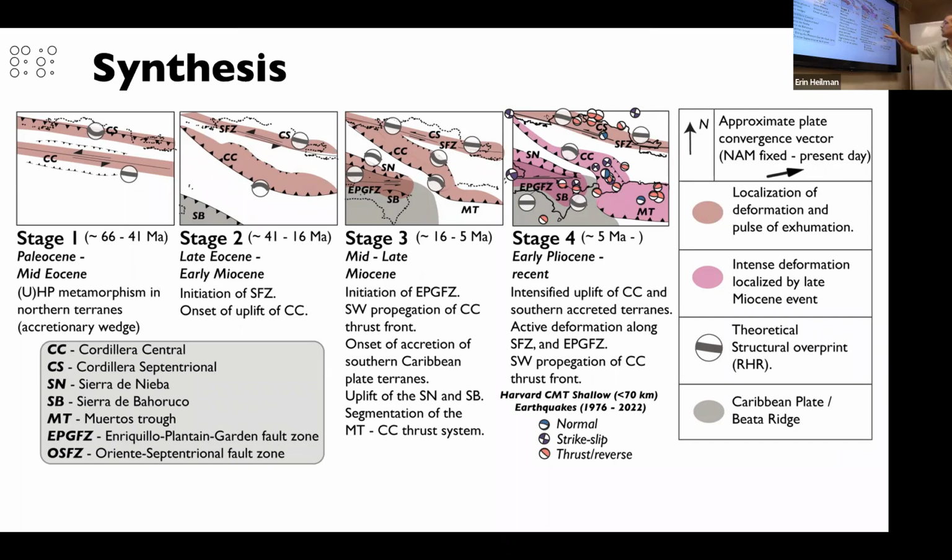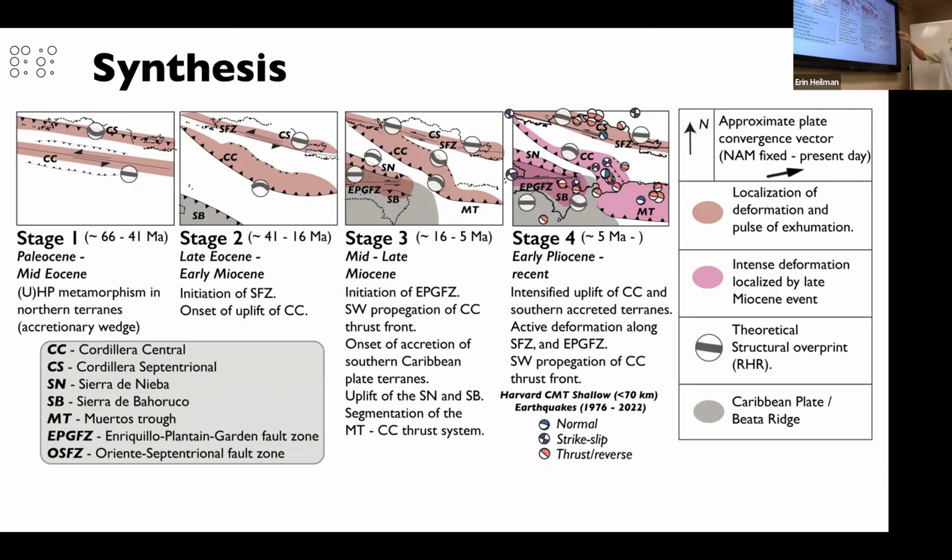And then finally, you have the time period when all the action is happening, the early Pliocene to recent. That's when we have those younger thermochronometric ages, when you're exhuming the central Cordillera and the southern terrains of Hispaniola at the highest magnitude, and you're forming that complex architecture we have within the central Cordillera.